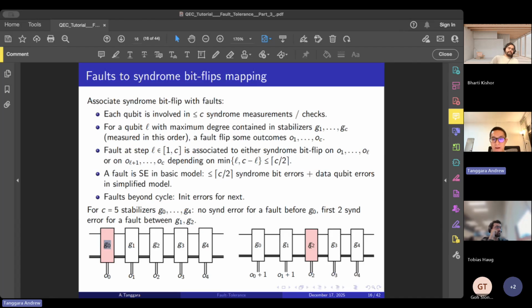But if a fault happens in the middle, the entire syndrome here is not consistent. So we could consider this first part to be bit flip errors, because everything after the fault is consistent. It detects that error, but whatever came before it did not.